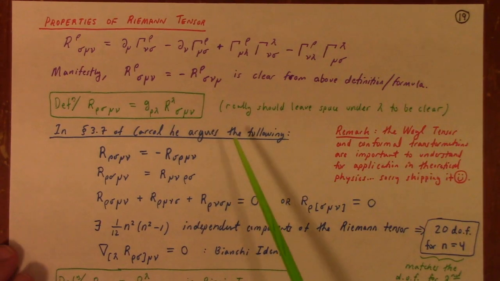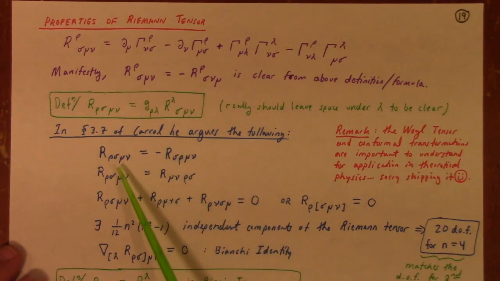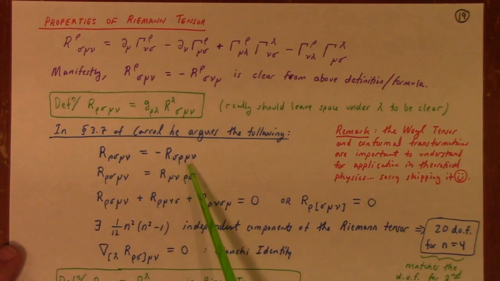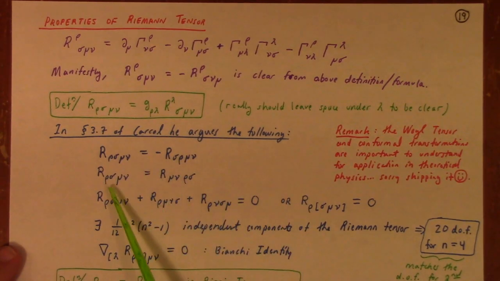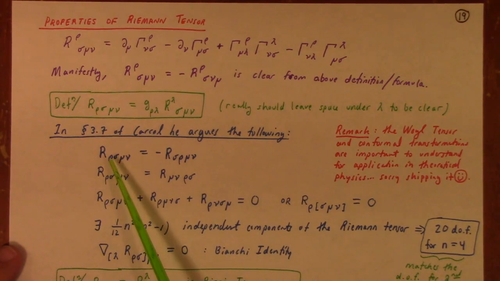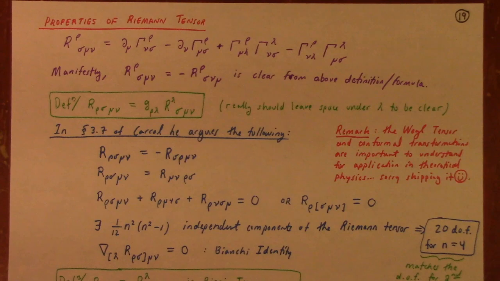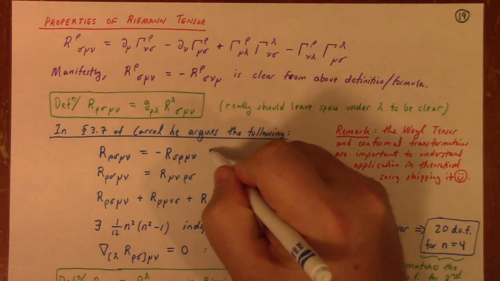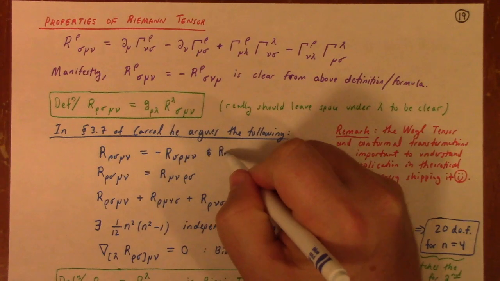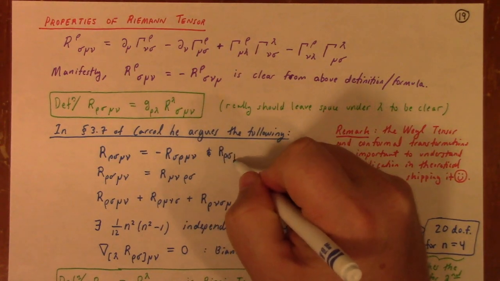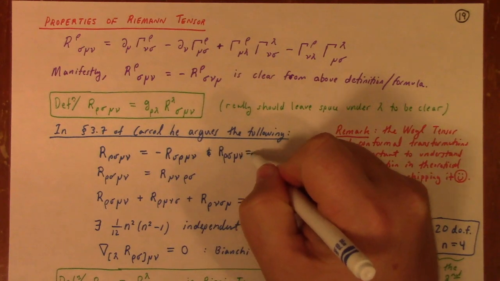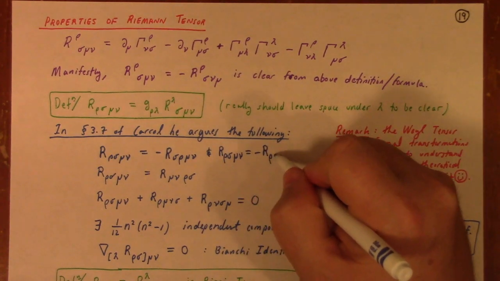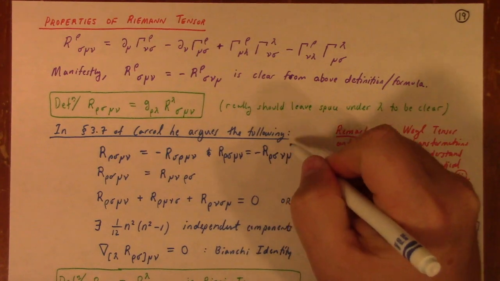So then Carroll mentions that the covariant Riemann tensor is also antisymmetric in the first 2 indices. And by the way, of course, this is also antisymmetric in the last 2 indices as well. I should probably write that a second time here. It just seemed too obvious to write earlier, but it's also true that R rho sigma mu nu is equal to minus R rho sigma nu mu.